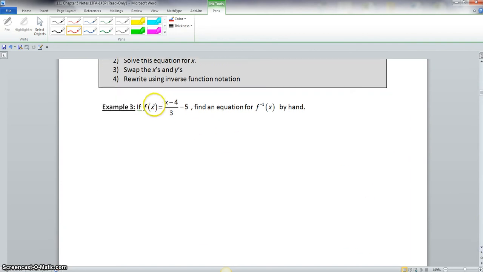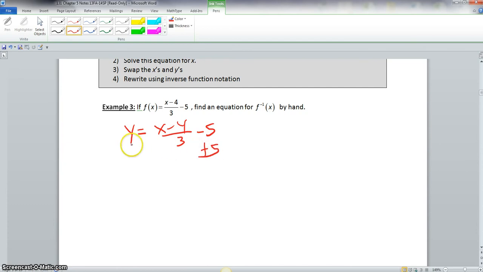The first thing we want to do, just to make it a little easier for us in the beginning, is make f of x just y. So we'll have y is equal to (x minus 4) over 3, minus 5. Now we're going to switch back to the f of x portion when we get to the end of our problem. So now, step one, we want to basically get the x by itself, solve the equation for x.